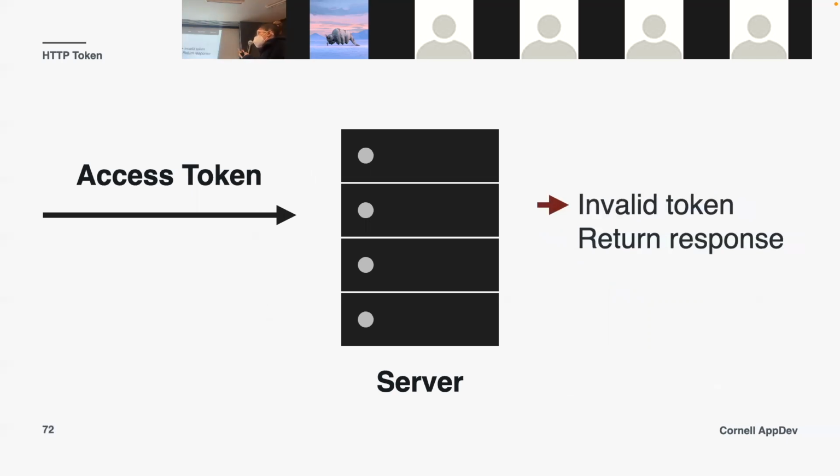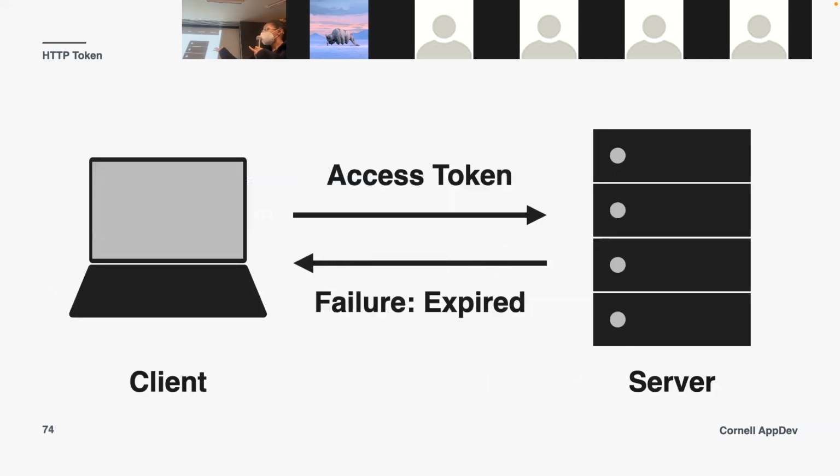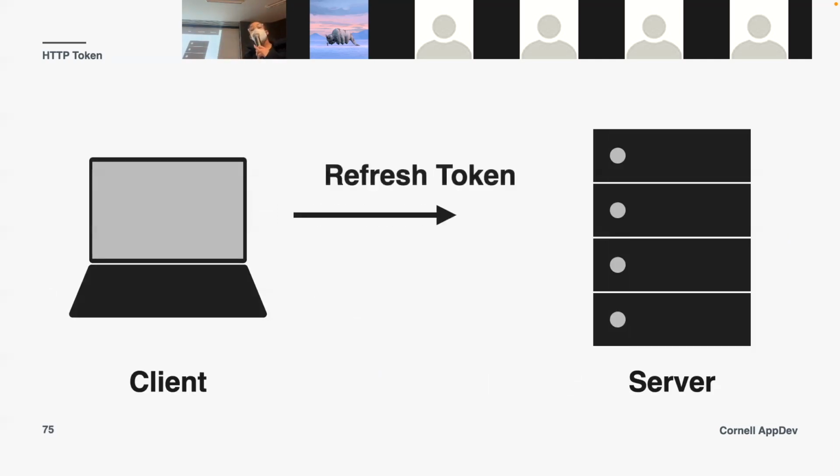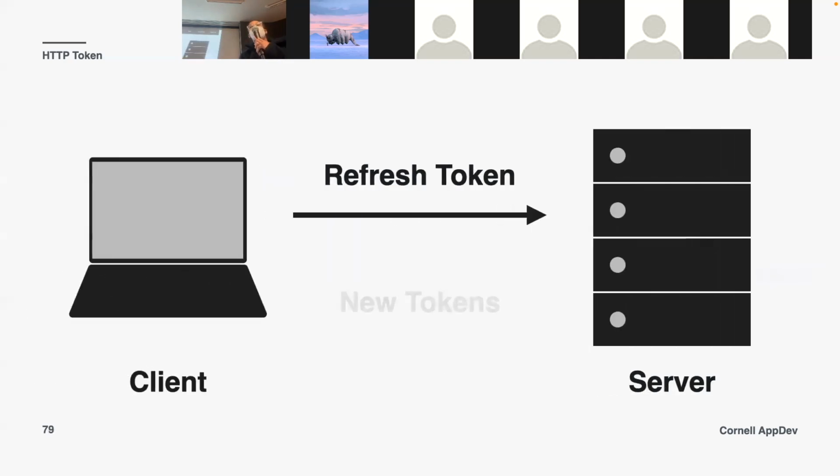In a case where there's an invalid token, the server would return a response to the client that the token has expired. The client would then send the refresh token, and the server would validate this given refresh token. They would then create new tokens, both a new access token and a new refresh token, and then return all the new tokens.